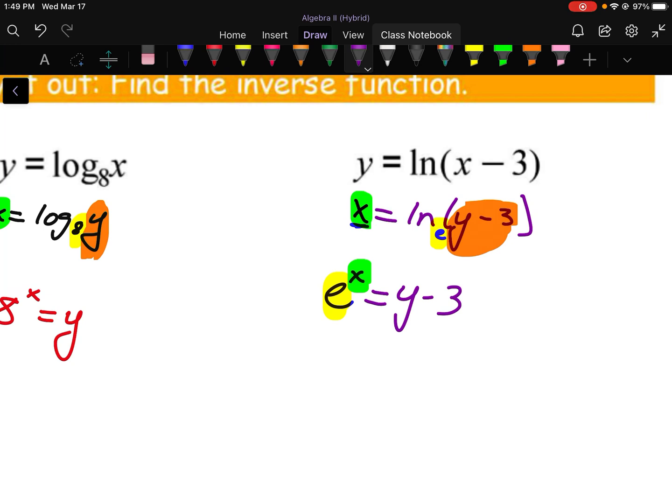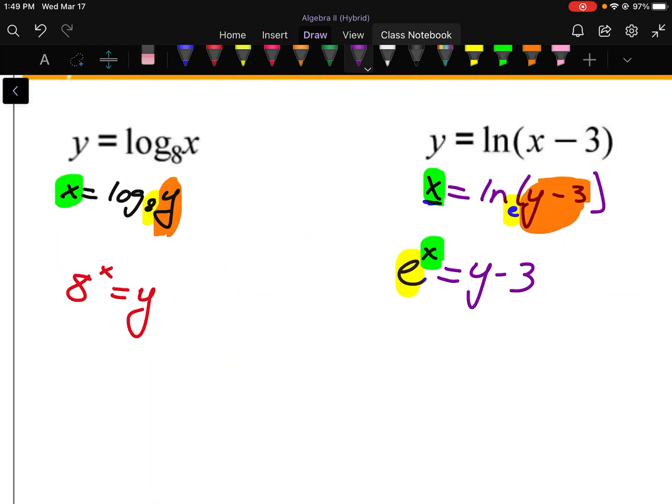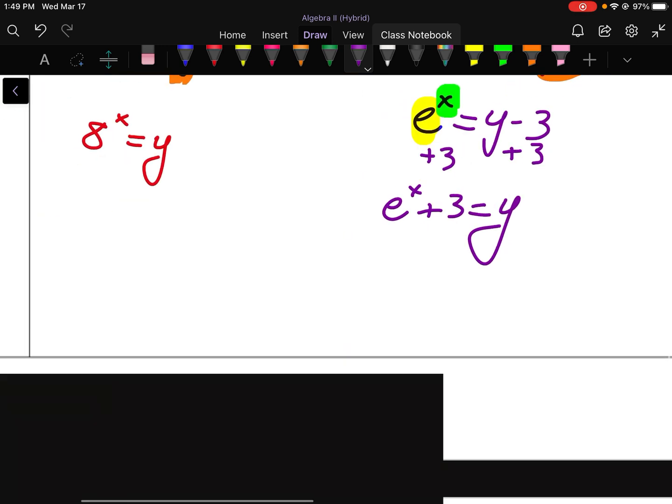And then just like before, if you have a situation where you don't have y by itself like we did here, you need to solve for y, so it would be one step. We'll add 3 to both sides, so e to the x plus 3 equals y. There would be your inverse.